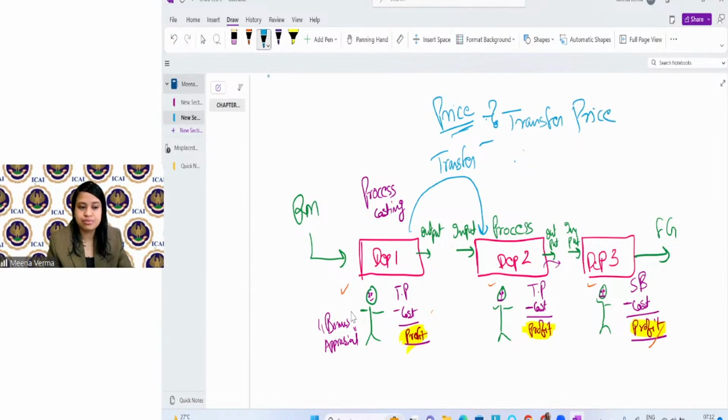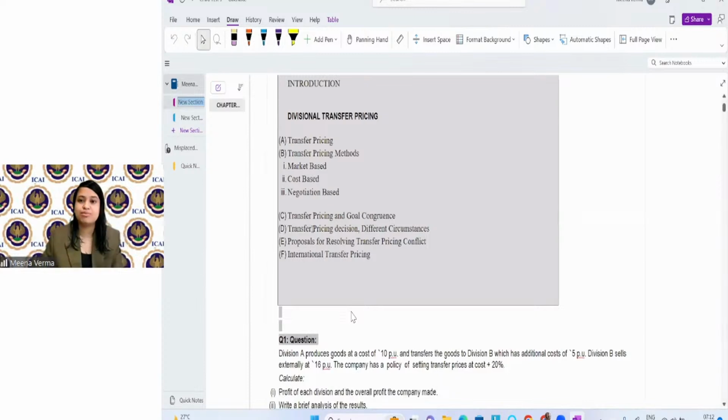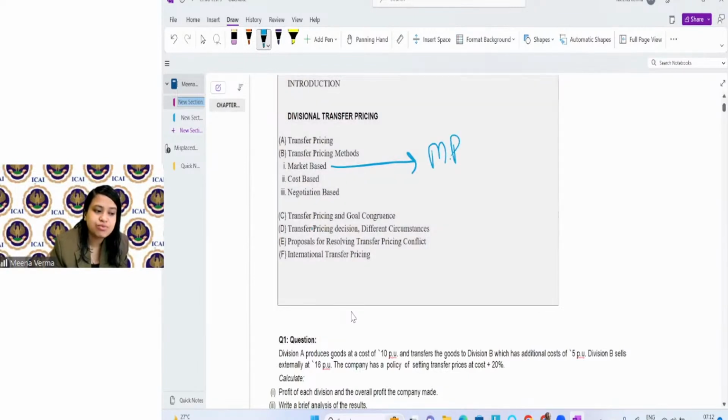This is a question. At what price? Now, if you will see, we have different methods which they follow to transfer their goods from one department to another department, right? You can see here, one is market based, matlab on the basis of market price, you're transferring the goods from one department to another department.